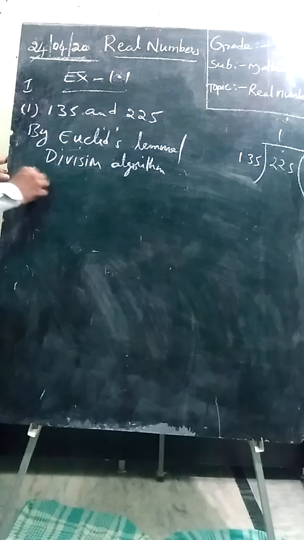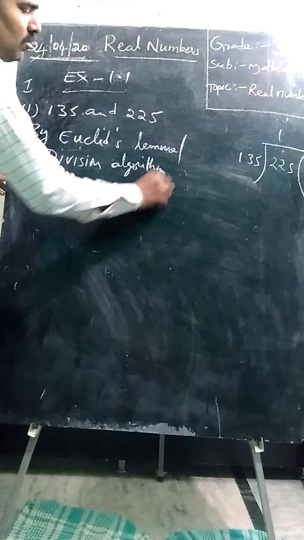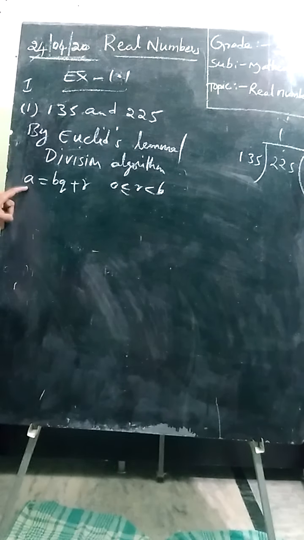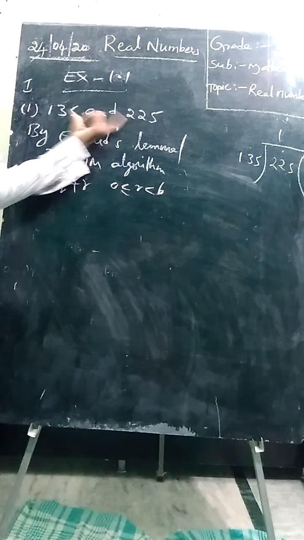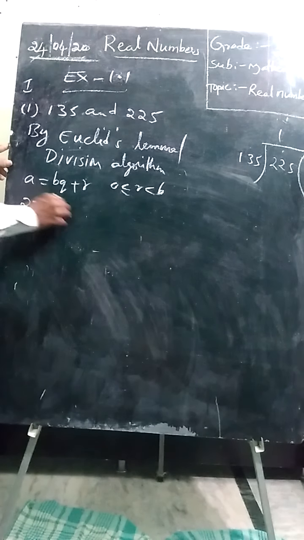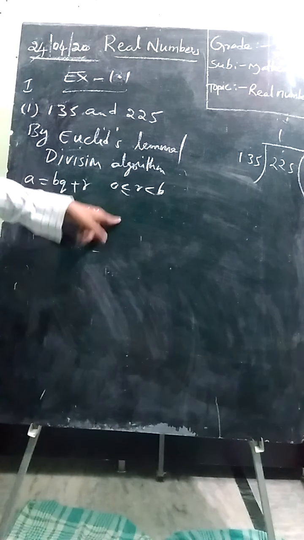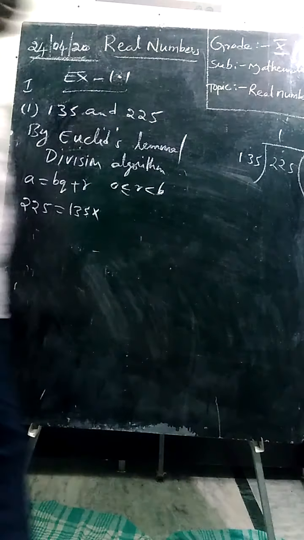First, what is the division algorithm? First you write the definition. So we should write in this form. Generally either two or three numbers are given. We take the larger number as a. We write 225 as a product of 135 and some remainder.